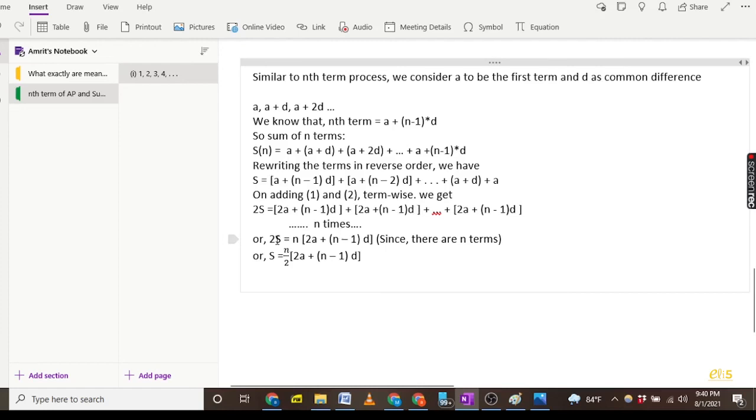So it simplifies to 2S equals n times 2a plus n minus 1 d, since there are n terms. So we finally get the sum expression, that is S equals n by 2 times 2a plus n minus 1 d. So this is the way the sum formula came to be. In this way you can calculate the sum of any number of terms of any arithmetic progression, and I hope this video helped. Thank you.